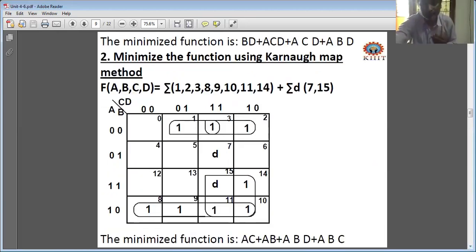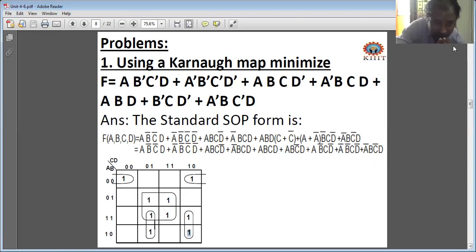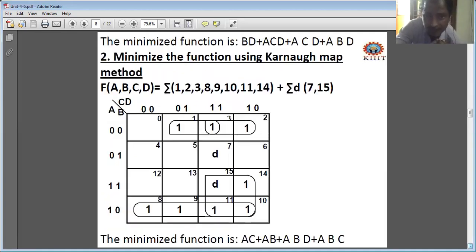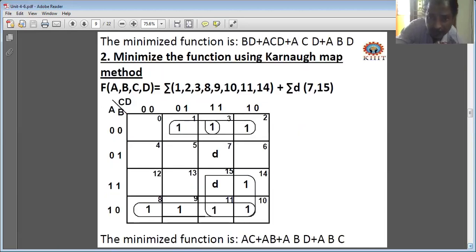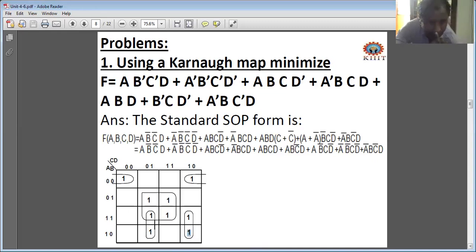What is the minimized function here? One is nothing but BD, you take common. How do you get BD for these two? It is common here. A, B is common, so one is nothing but AB. Okay, AB. Then here it is AB, here C bar D, AB, C bar D. AB, D is there.